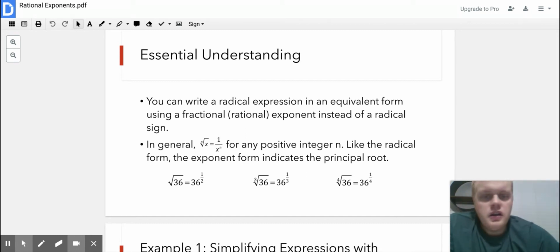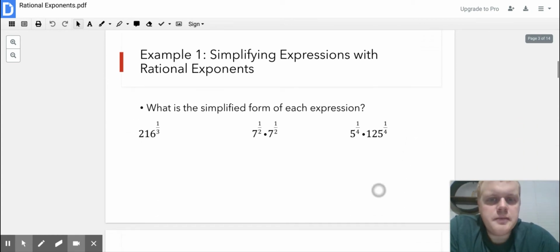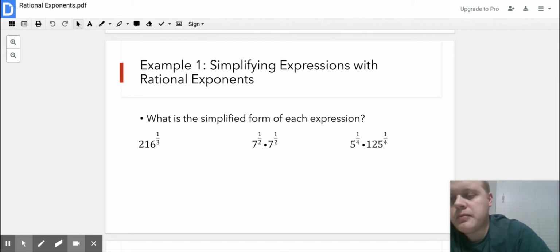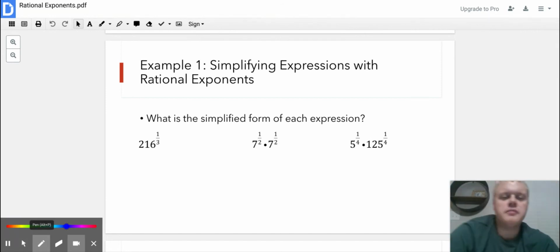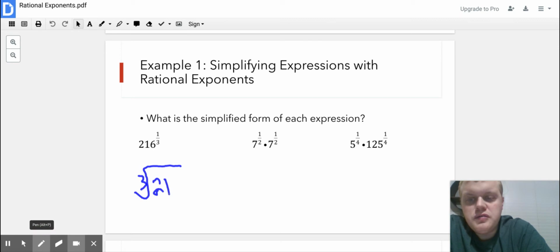Okay, so example 1 here. What is the simplified form of each expression here? So our first step, this one we are going to go from our rational part, which is our fractional exponent, and we're going to change that back into our radicals. So again, knowing that our denominator in the exponent is 3, that means we're going to have a cube root here. So it's going to end up being the cube root of 216.